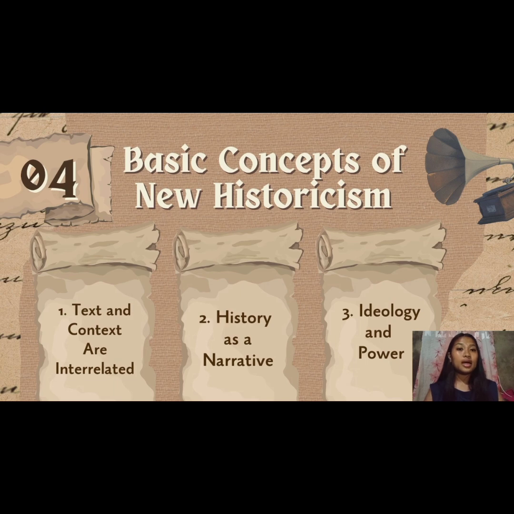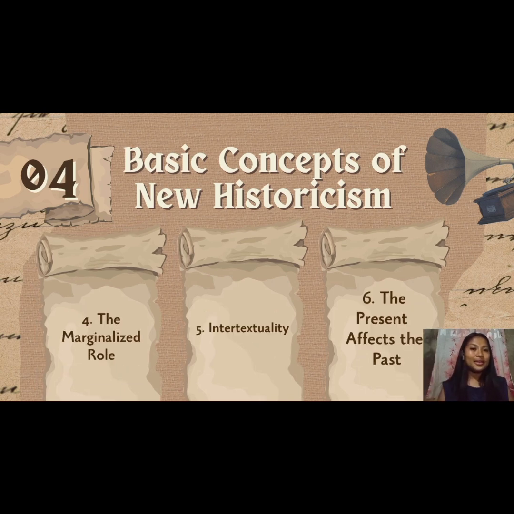The next one is ideology and power. New historicist Paro Michel focus theories on power, stating that literature represents and perpetuates dominant ideologies of the period, though often unintentionally. The next one is the marginalized role. New historicism attempts to discover the voices of marginalized or oppressed groups that conventional historical accounts might have ignored or silenced. The next is intertextuality.